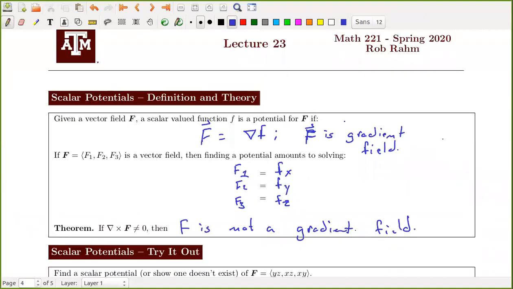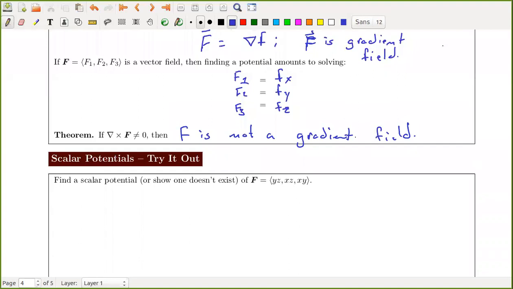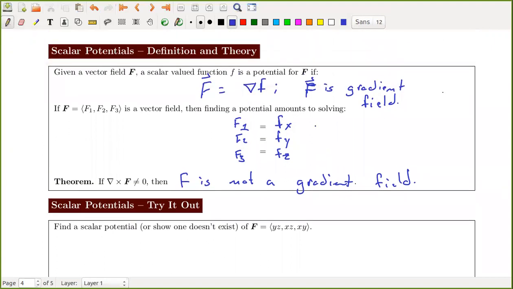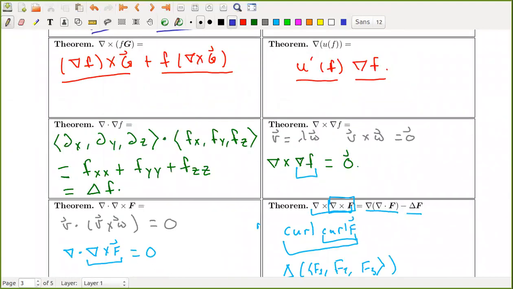Okay, so think through the logic there. If the curl of a vector field is not equal to 0, then the vector field is not a gradient field. And again, that's just based on this identity, because if the vector field was a gradient field, then the curl of that gradient field would be equal to 0.